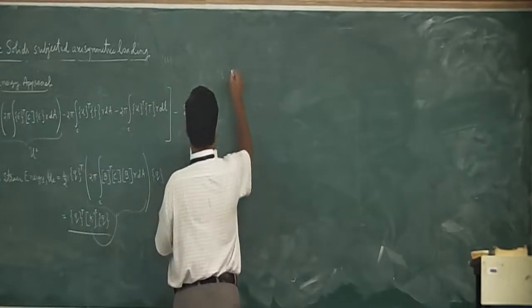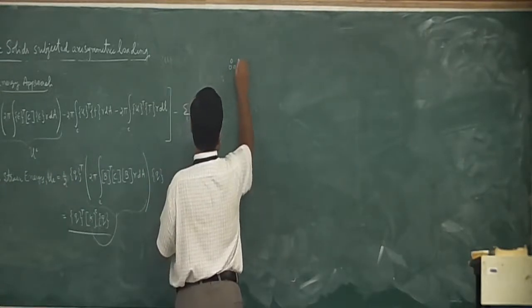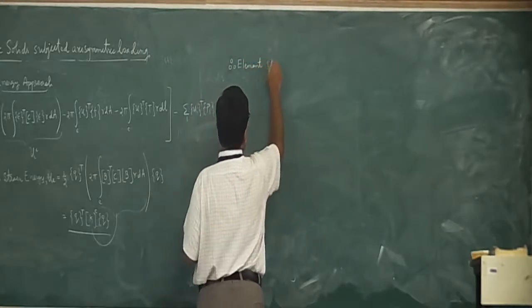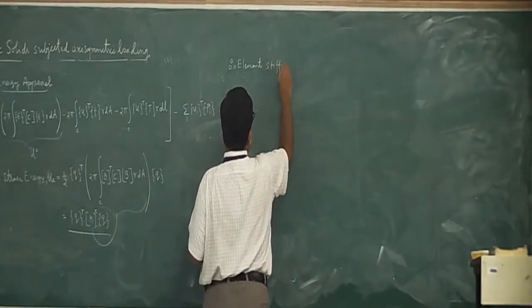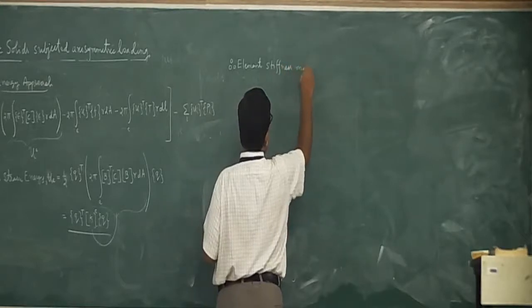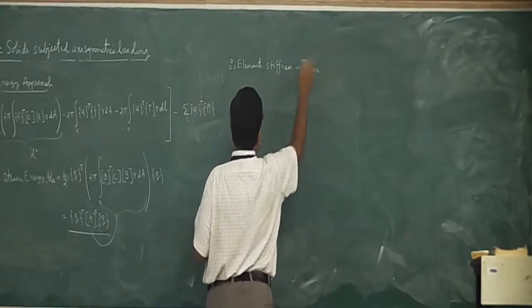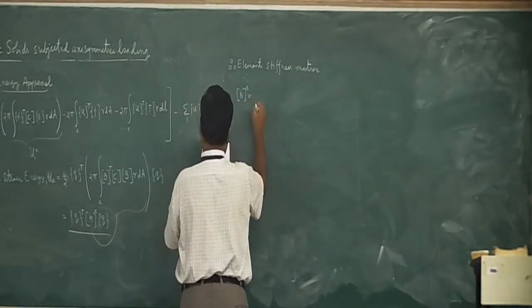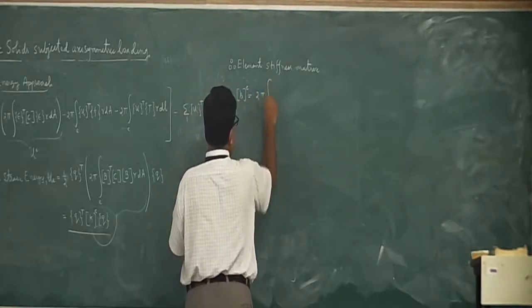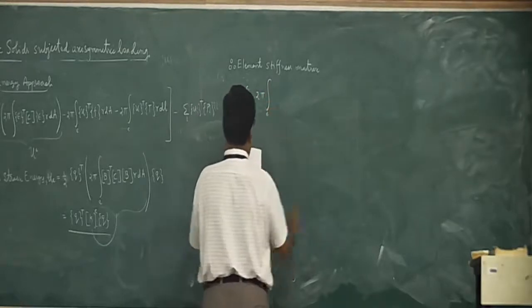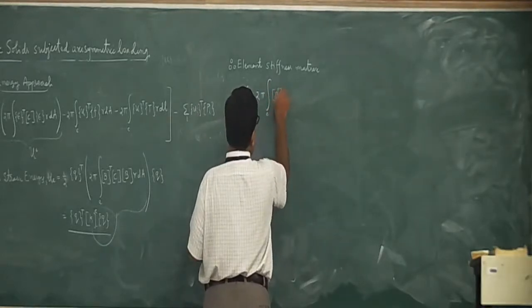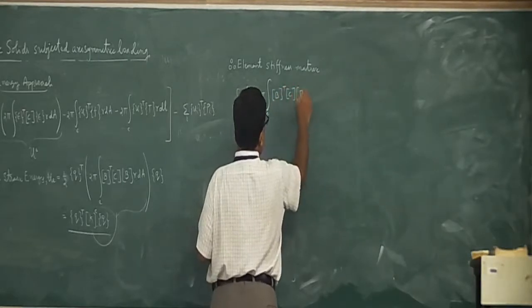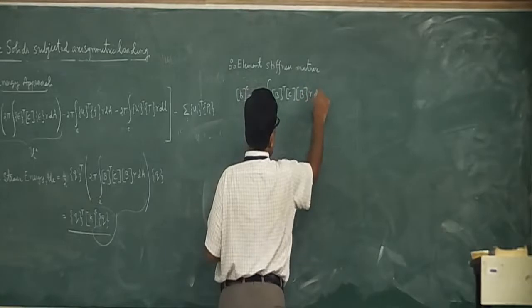That is, therefore, my element stiffness matrix KE is to be written as 2 pi integration over the element B transpose C into B into R into dA.